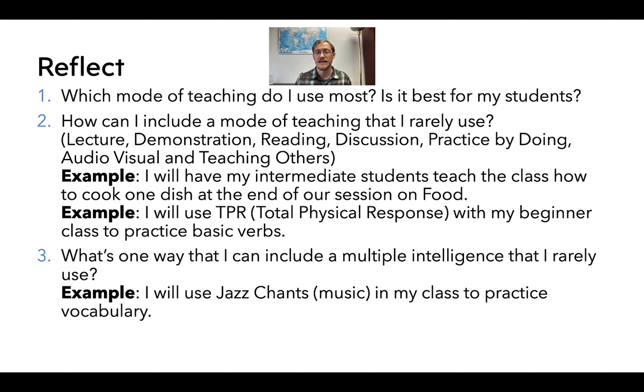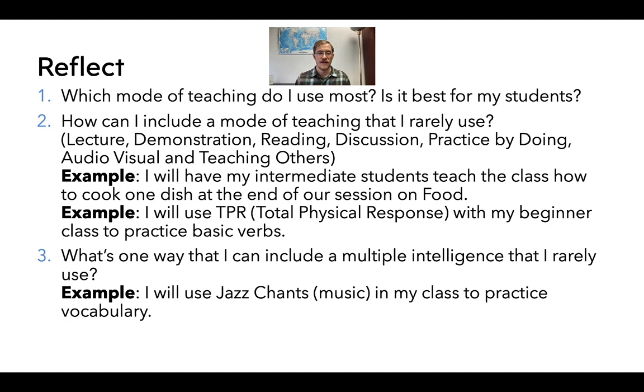Number 2, how can I include a mode of teaching that I rarely use? How can I include other modes of teaching? So think of even just one. And it's lecture, demonstration, reading, discussion, practice by doing, audio, visual, and teaching others. And I have a couple examples here. The first example, I could have my intermediate students teach the class how to cook one dish from their culture after we finish our session on food, so they could teach others.